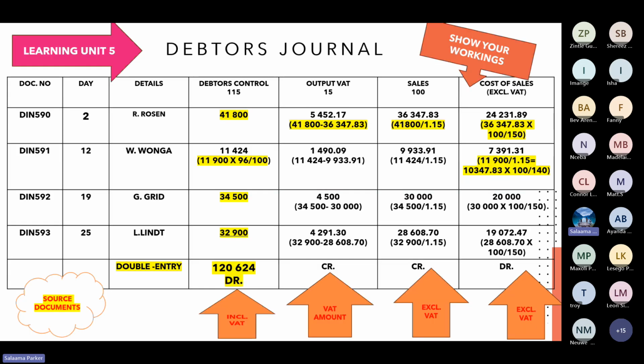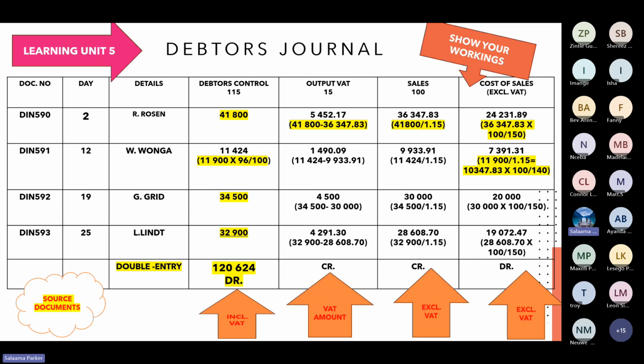Your double entry is: I must debit my debtors control with the inclusive amount. And what are my contra accounts? Credit output VAT, credit sales. And in debtors control we put in the inclusive. The reason why we write sales and VAT is because these two totals will equal this answer. Are you with me there?